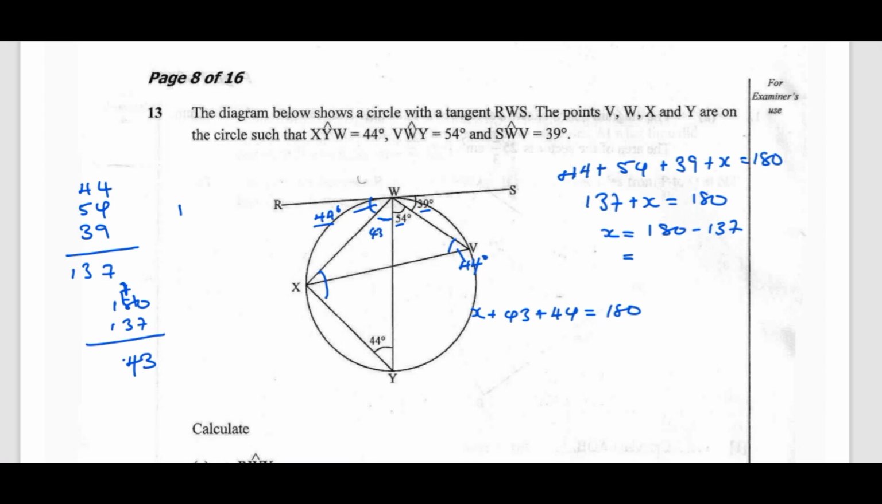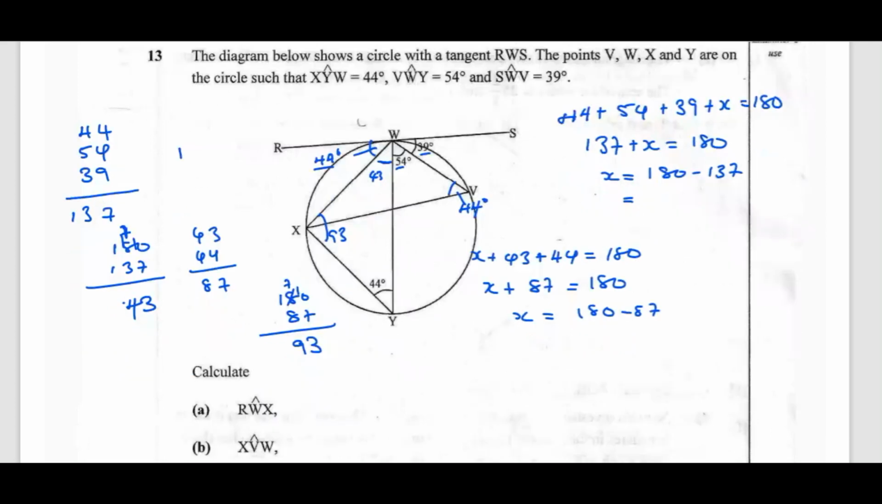So the interior angles in a triangle will add up to 180. So we are saying that when we add 43 and 44 here, we're going to have 7, then we're going to have 8 there. So X plus 87 is 180, so X is 180 minus 87. So here we're going to remain with 7. Then 10 minus 7, we're going to have 3. And then 17 minus 8, that is 9. And then we're going to have 93 there.